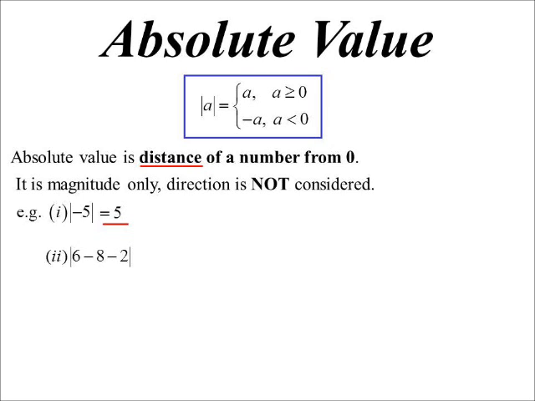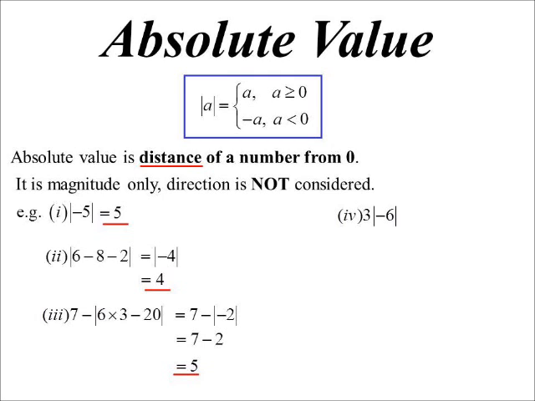So 6 minus 8 minus 2 is minus 4. Absolute of minus 4 is 4. Again, we do whatever's inside the grouping symbol first. 6 times 3 minus 20 is negative 2, but the absolute value of negative 2 is 2, and 7 minus 2 is 5. Just like we see with algebra, we don't necessarily write the multiplication sign in front of the grouping symbol. So this is 3 times the absolute value of minus 6, so 3 6s are, of course, 18.